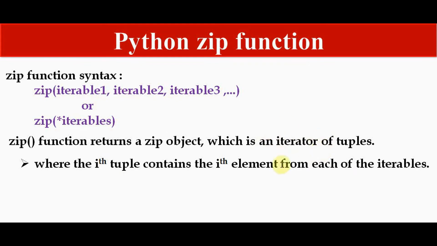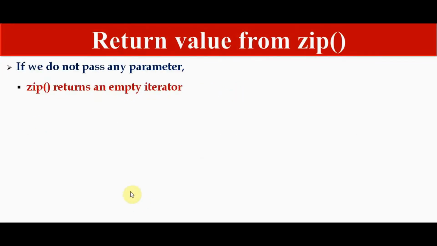Okay. So this iterator is actually an object that contains a fixed number of elements and you can access each element in this iterator using the next method. So we will see the examples for the zip function. There are 3 cases. If we do not pass any parameter, zip will return an empty iterator.